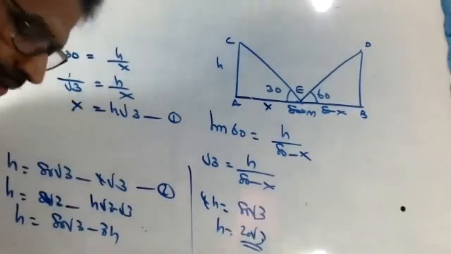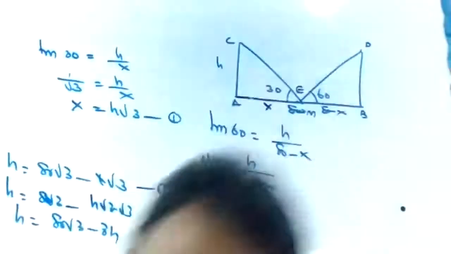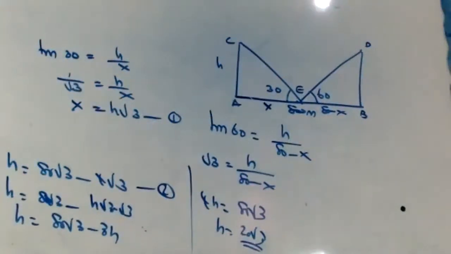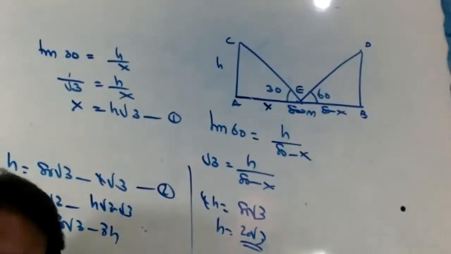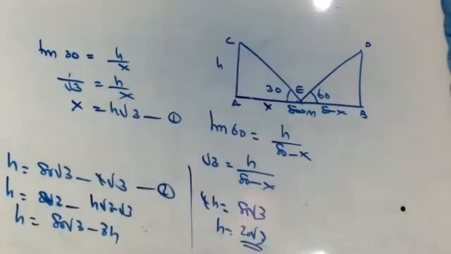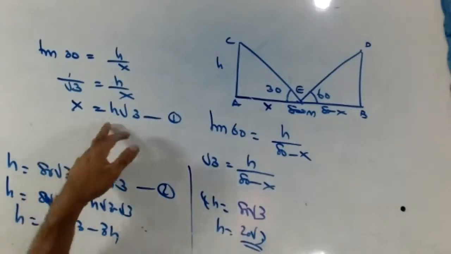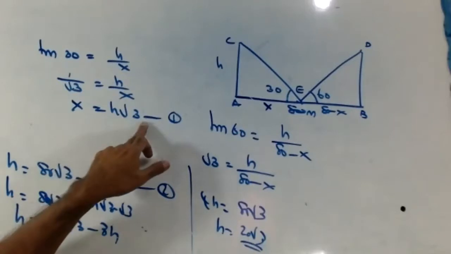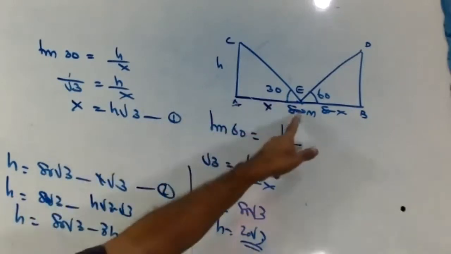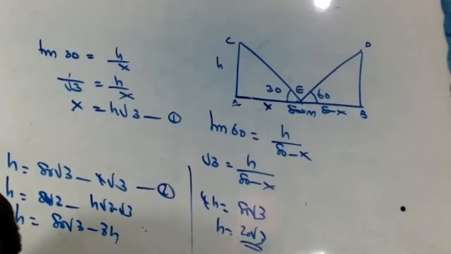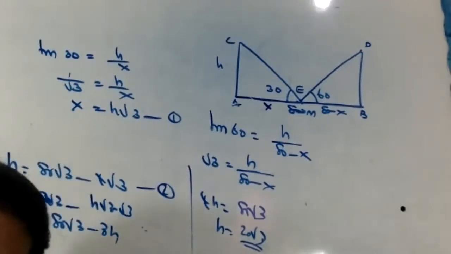Is it okay? Correct? Anybody got it? Height is 20 root 3. Are you okay or not? Yes, height is 20 root 3. Then we can find out X. X is 20 root 3 times root 3, that is 60. So AE equals 60. BE equals 20. Okay. Yeah, 60 and 20.